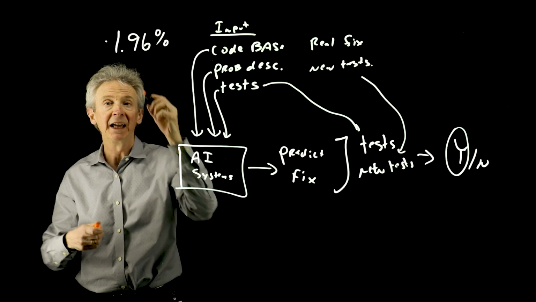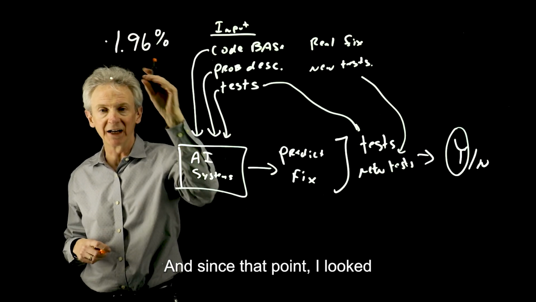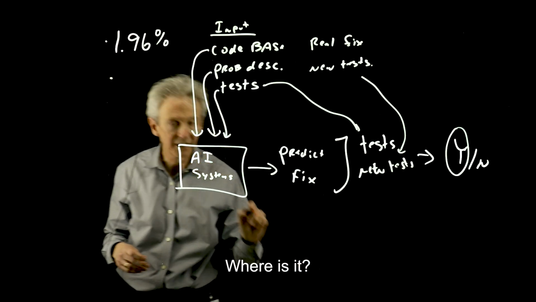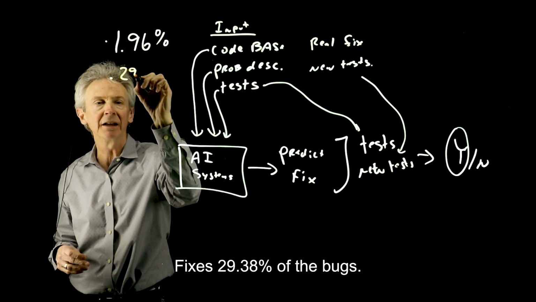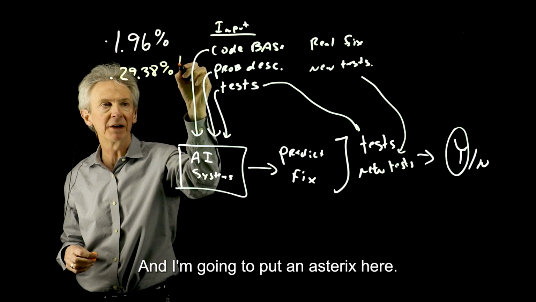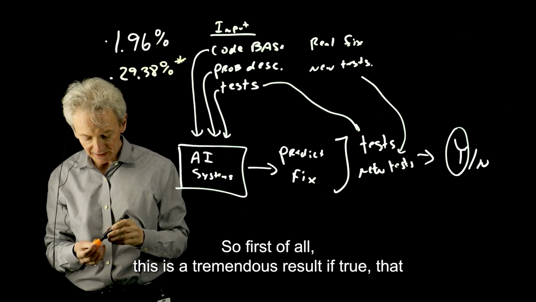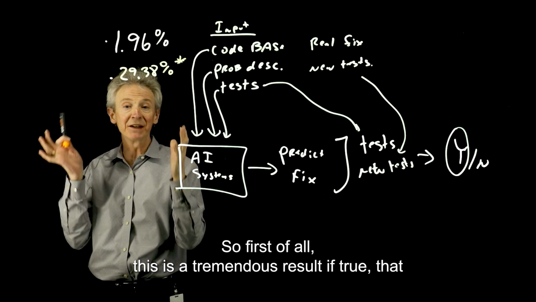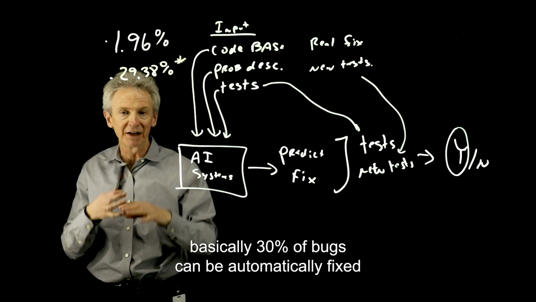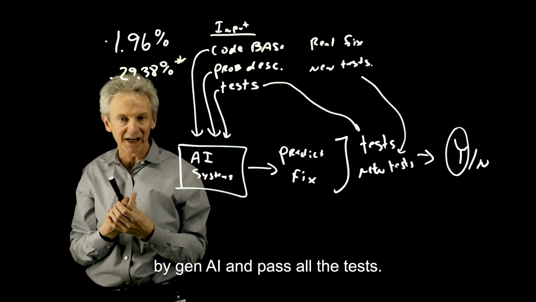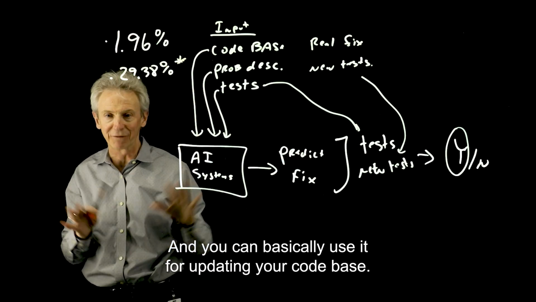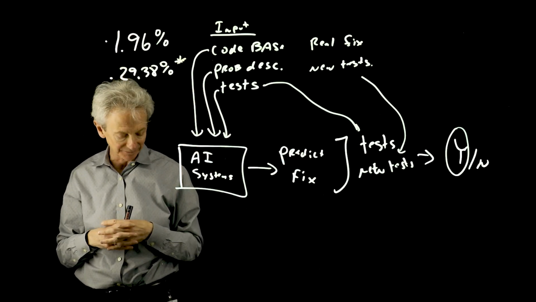Thanks. And since that point, I looked today, the top scoring model fixes 29.38% of the bugs. And I'm going to put an asterisk here. So first of all, this is a tremendous result if true, that basically 30% of bugs can be automatically fixed by GenAI and pass all the tests, and you can basically use it for updating your code base.